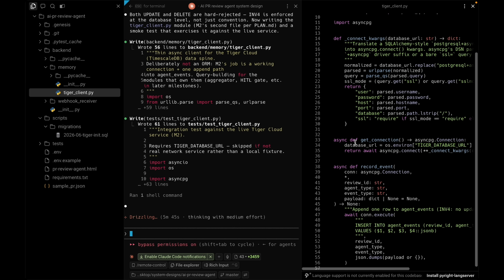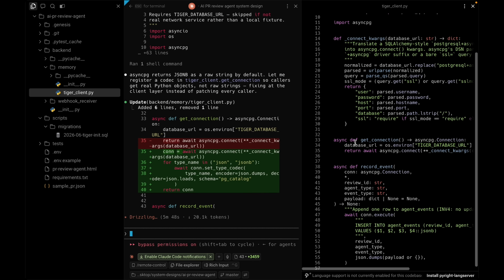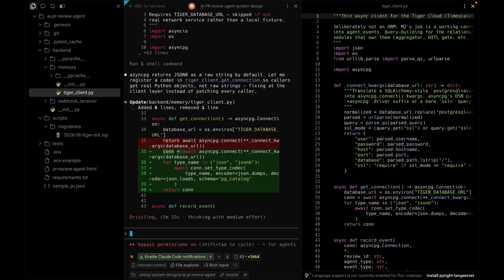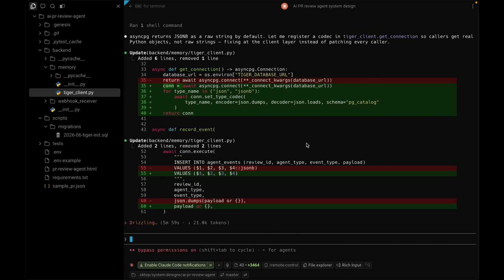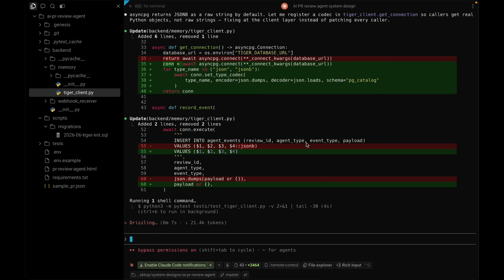It is getting the connections, it's going to record the event, and I love it when it follows these things. Then, very dumb though. I mean, these are things which you should identify prior itself. All right, let's see how it goes.